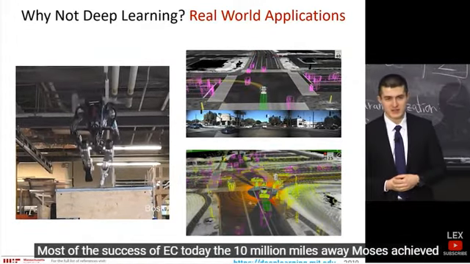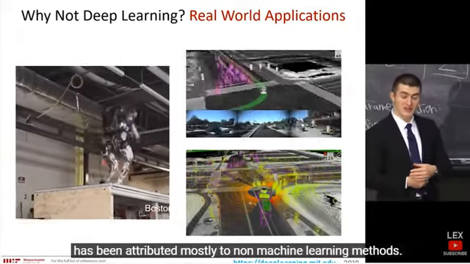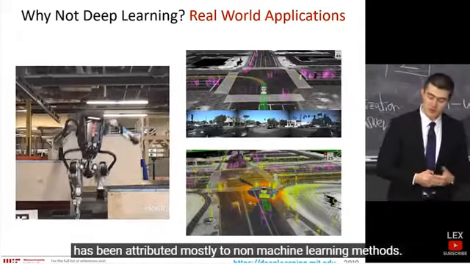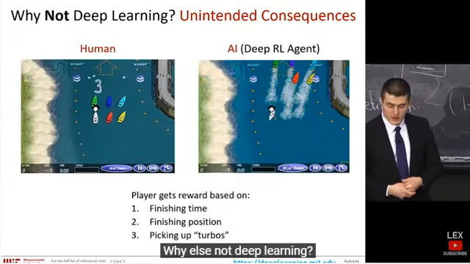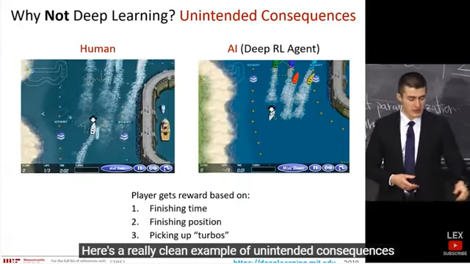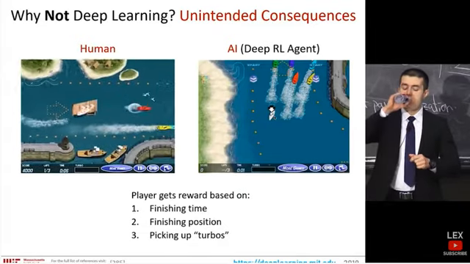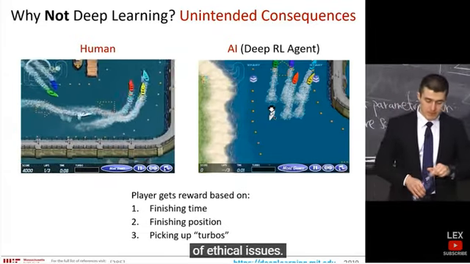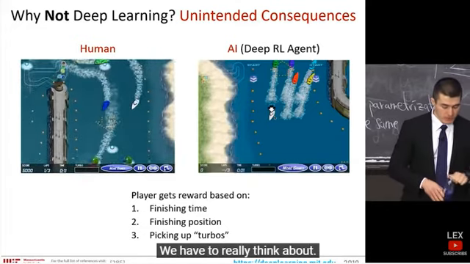Most of the success that you see today, the 10 million miles that Waymo has achieved, has been attributed mostly to non-machine learning methods. Why else not deep learning? Here's a really clean example of unintended consequences, of ethical issues we have to really think about.